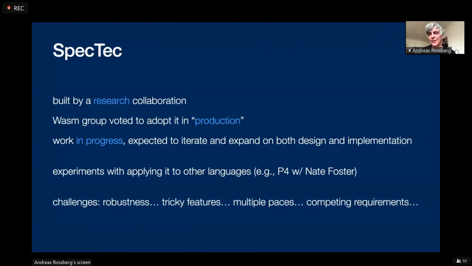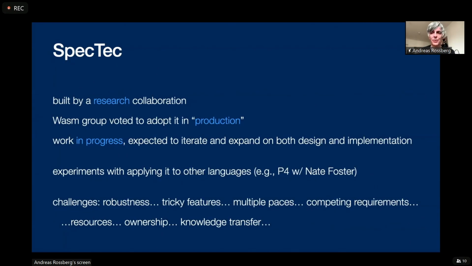Well, of course, that doesn't solve all the things. There are still various challenges around the DSL itself, like how to keep its implementation robust when it's all just based on PhD students implementing it. There might be tricky features down the road, and the different backends might have different paces in terms of how fast they can catch up with the language evolution, and so on and so forth. There might be competing requirements. And of course, we still have all these other meta problems of resources and who owns that thing, right?